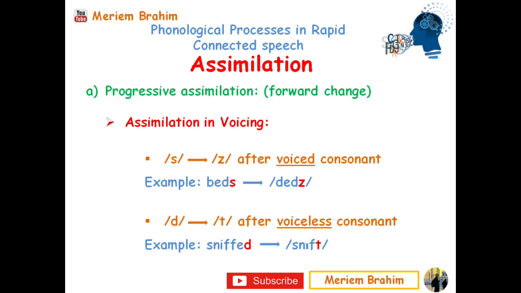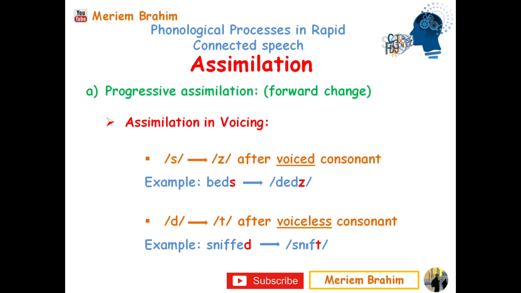So we start with the first type, which is progressive assimilation. What do we mean by progressive? Progressive means a forward change. That is, we have two consonants. The first consonant will be, in this case, the cause of the change, and the change will occur on the second consonant, that is, forward change. That's why we call it forward or progressive change. This assimilation happens because of the feature of voicing. That's why we call it assimilation in voicing.